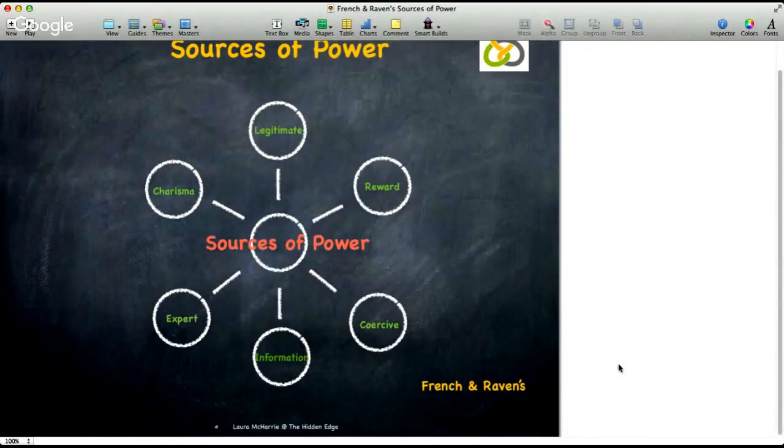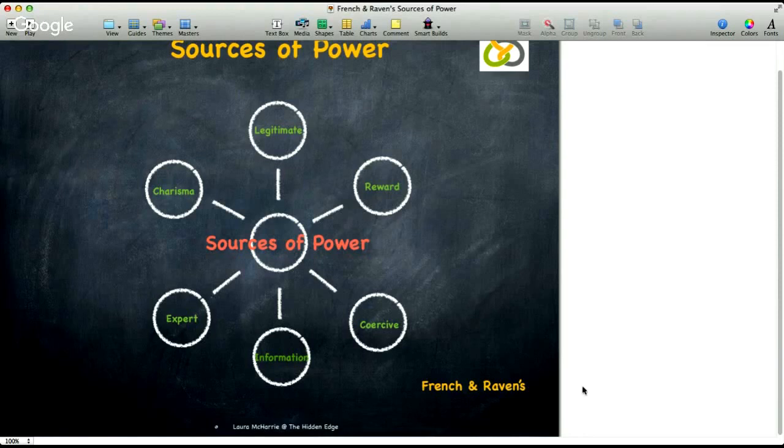Originally, they included 5 bases of power: legitimate, reward, coercion, expert, and charisma. However, informational power, that's the bottom one, was added by Raven in 1965, bringing the total to 6. And there's been quite a lot of work done on this model over the years since then, but I'm going to keep it simple for the purposes of this video.